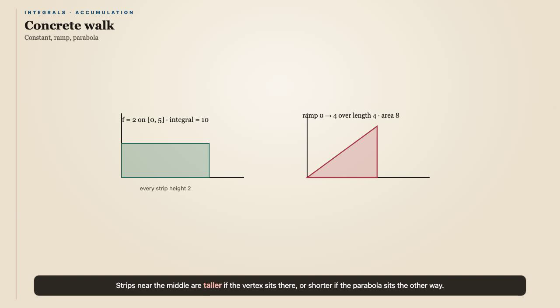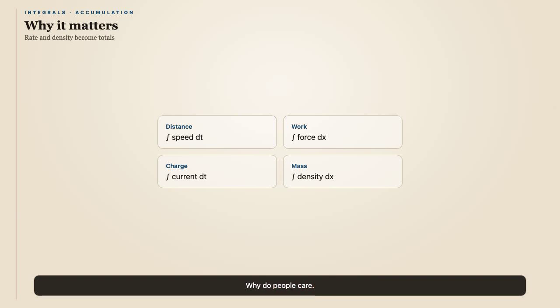Strips near the middle are taller if the vertex sits there, or shorter if the parabola sits the other way. You can still approximate with many rectangles. Calculus will later hand you an exact antiderivative, but the meaning remains strip sum. Why do people care? Because almost every total in science is an accumulation. Distance is the accumulation of speed over time. Work is the accumulation of force along a path. Charge is the accumulation of current over time.